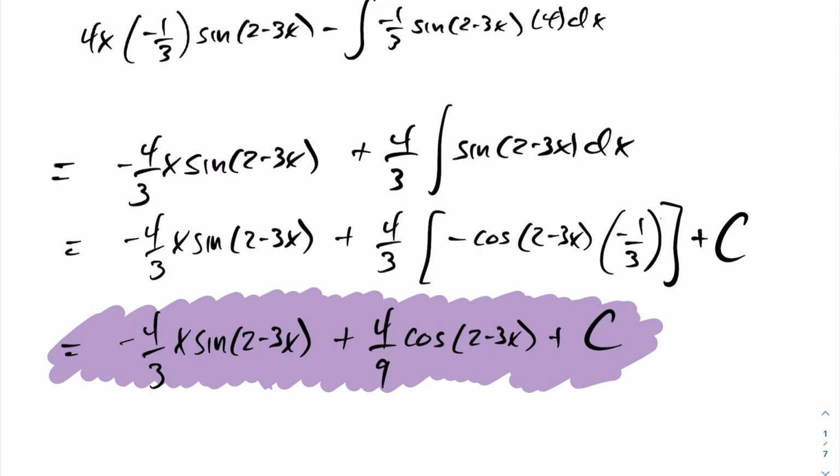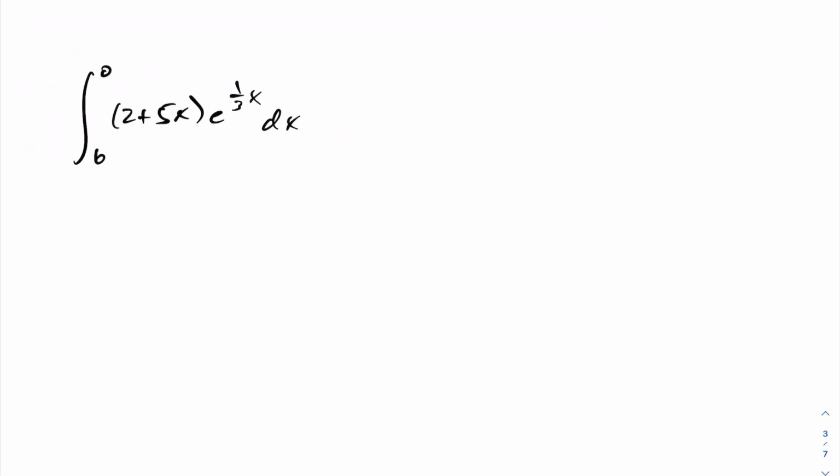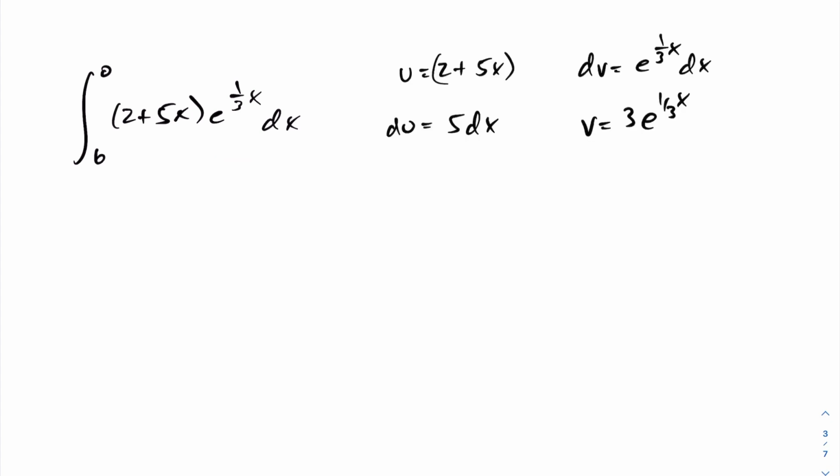All right, let's take a look at another example. In the next example here, we want to evaluate the following definite integral. So now we actually have our integral bounded from 6 to 0 of the following expression here. We're going to solve this using implicit differentiation. First step here is to define our u and dv value. I'm going to let u equal 2 plus 5x and our dv equal e to the 1/3 x dx. Doing so, we get the following results.